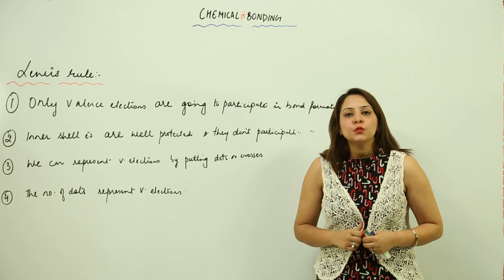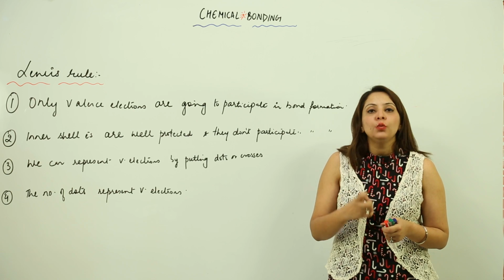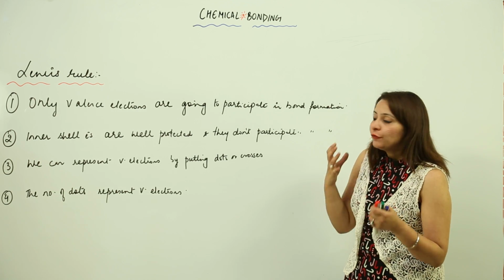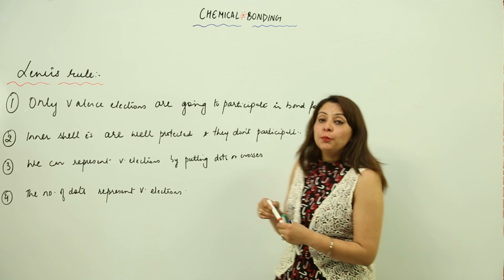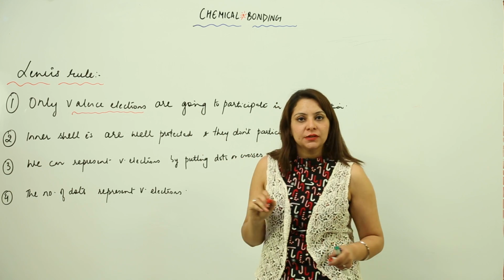Before starting with the formation of the chemical bond, I just want to make you aware of the Lewis rules, because we need to use these rules while forming the bonds. So the first rule is that in the bond formation, only valence electrons are going to participate, right?